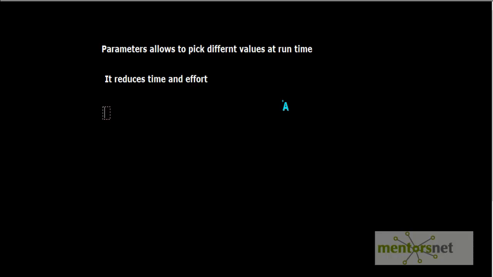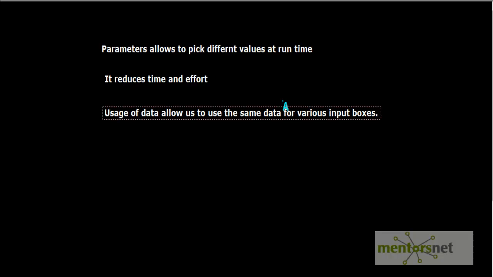So let's have a quick recap of parameterization. What is parameterization basically? Parameterization allows us to pick different values at runtime. It reduces time and effort. And finally, it allows us to use the same data for various input boxes. So these are the different usages and advantages of parameters in QTP, and this is how parameterization works in QTP.